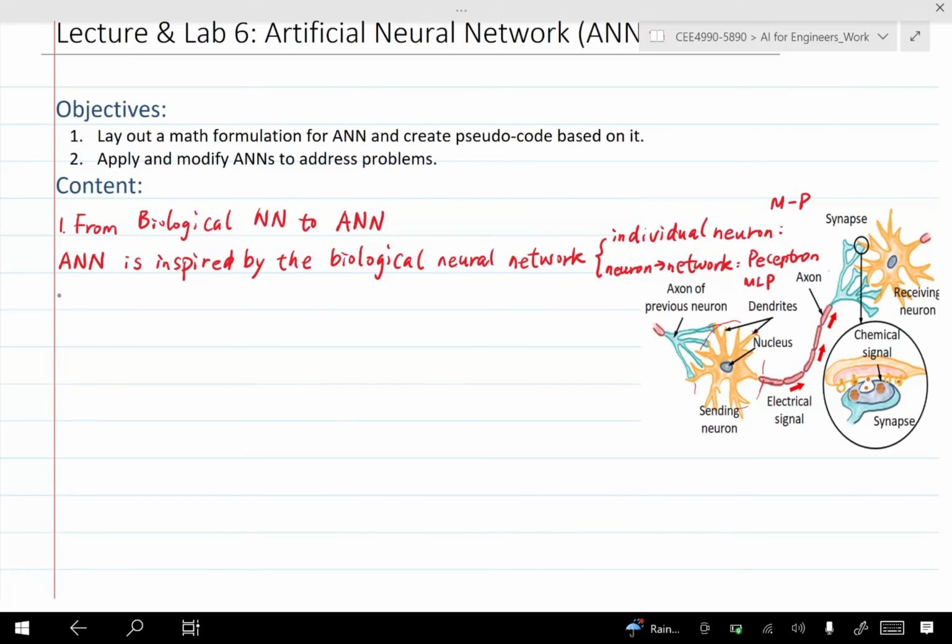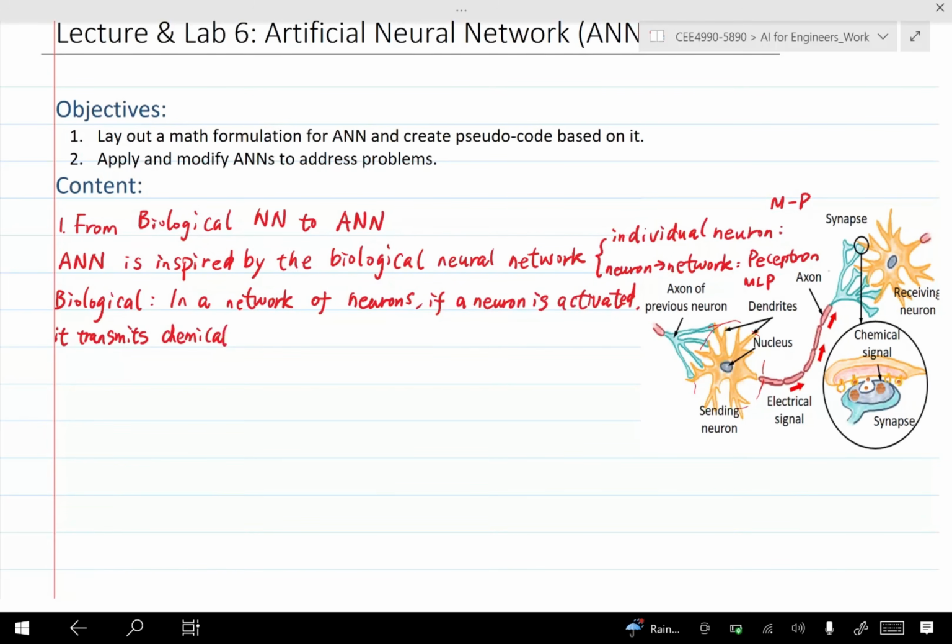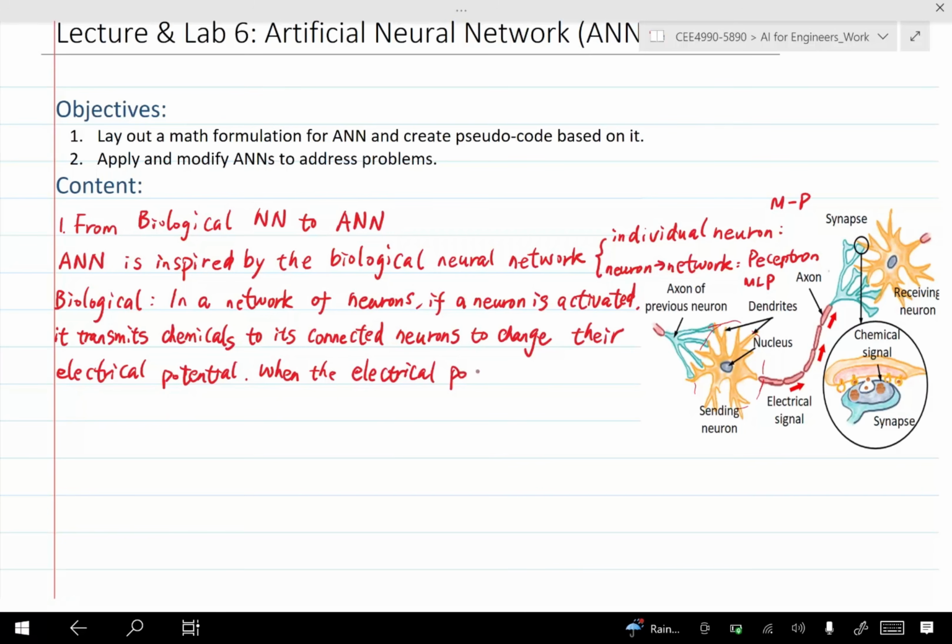In summary, in a network of neurons, if a neuron is activated, then it transmits chemicals to its connected neurons to change their electrical potential. And when the electrical potential exceeds a threshold, the neuron will be activated.